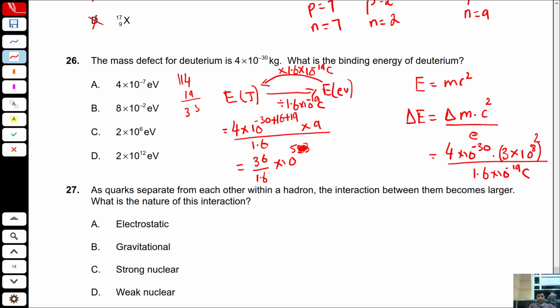Okay. And we can also multiply both sides by 10 so that we can get rid of these decimal places. So we have 36 divided by 16 times 10 to the power of 6. Now this is going to be 2 times 10 to the power of 6. Yeah, so 2 times 10 to the power of 6 is the answer. Okay, good.